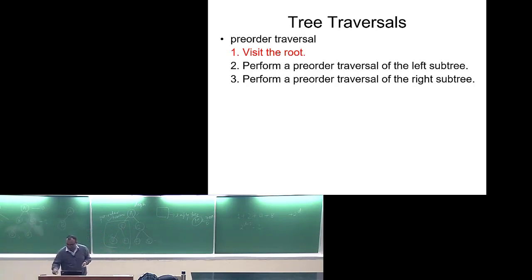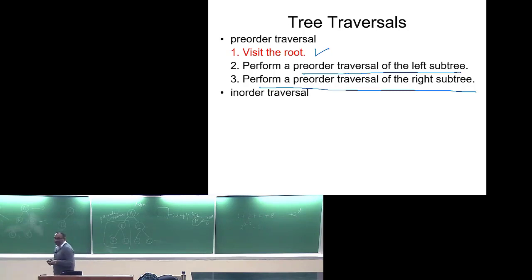We would visit the root and then perform the pre-order traversal of the left subtree, then perform the pre-order traversal of the right subtree. After this algorithm, I can ask you to think of in-order and post-order. Probably 50% of you will get it right, because what we have to do is just change these orders. In pre-order traversal, we first visit the root, then we perform the pre-order traversal of the left subtree, and then we perform the pre-order traversal of the right subtree.